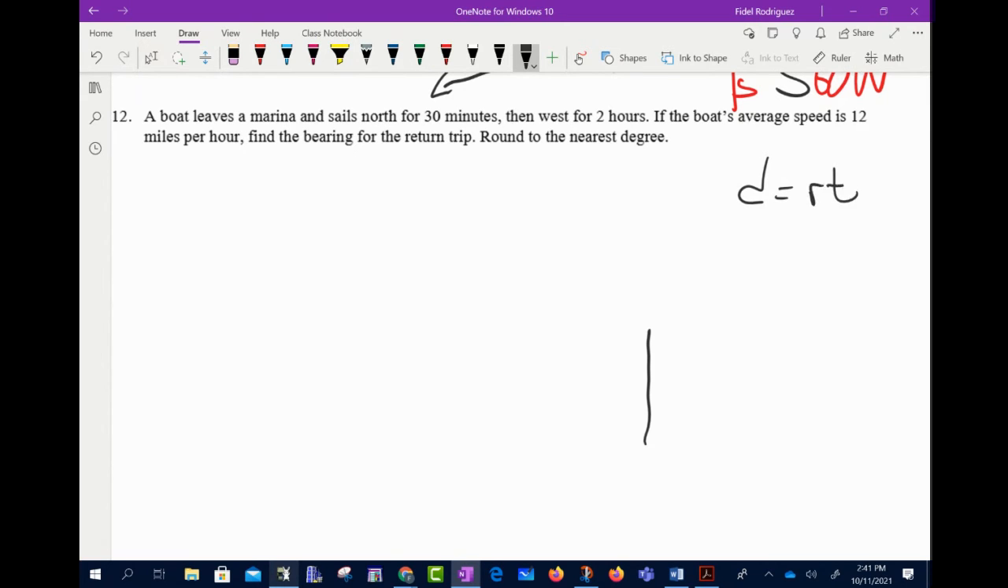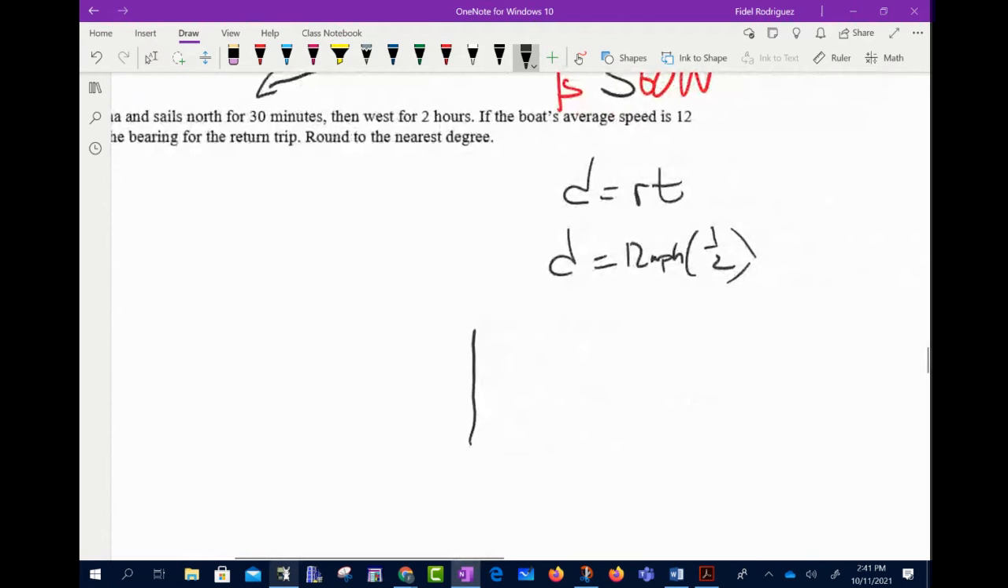Remember my basic distance formula is distance equals rate times time. And if we're going 12 miles an hour, but we go for 30 minutes, isn't that the same thing as half an hour? So what's half of 12? 6.